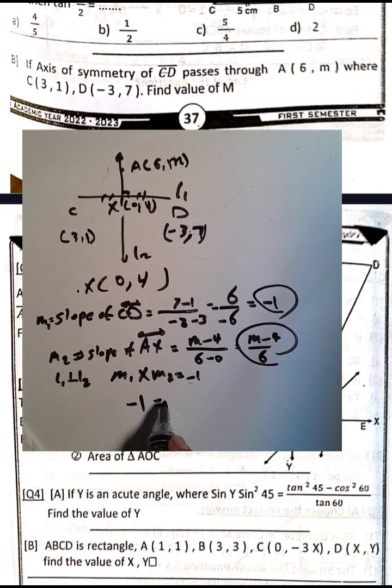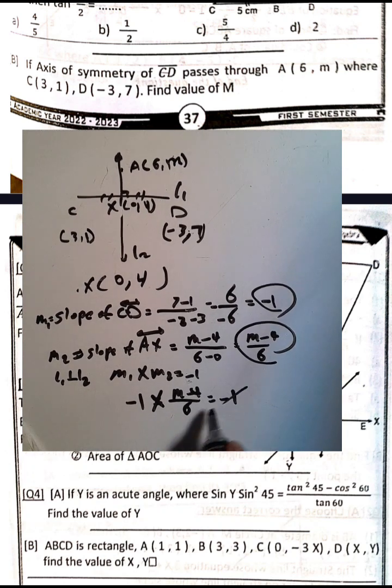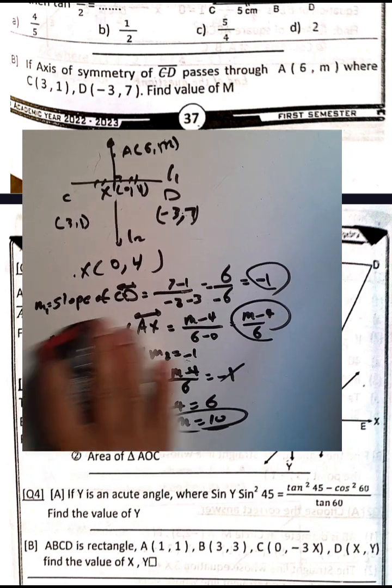Okay, then you can write here negative 1 times (m minus 4) over 6 equals negative 1. You can cancel negative 1 by negative 1, then m minus 4 equals what? 6 times 1 equals 6, then m here equals 10. Okay, pay attention with me to the steps.